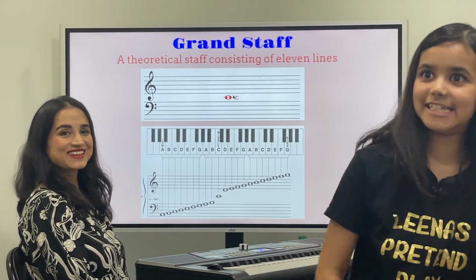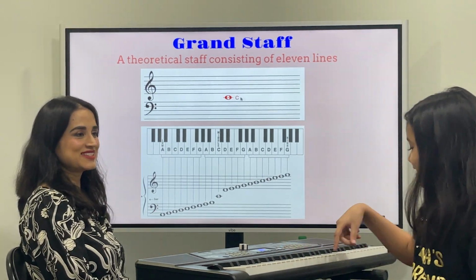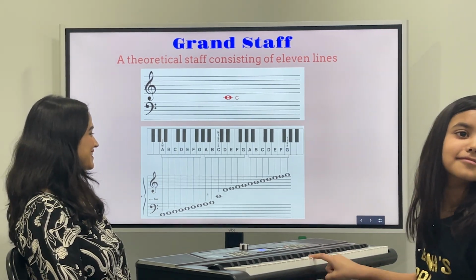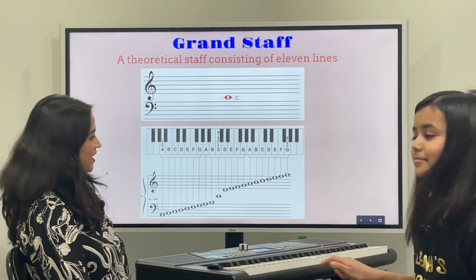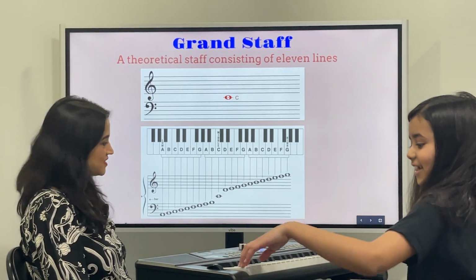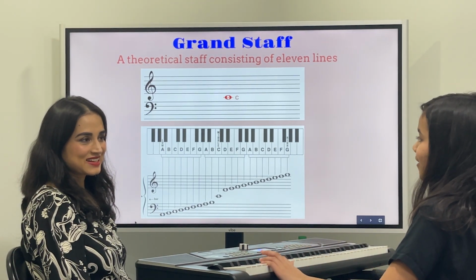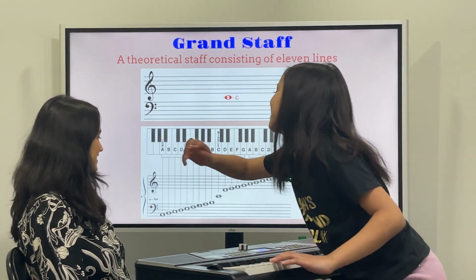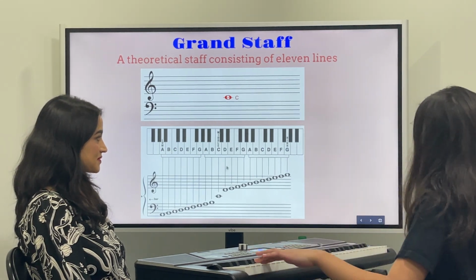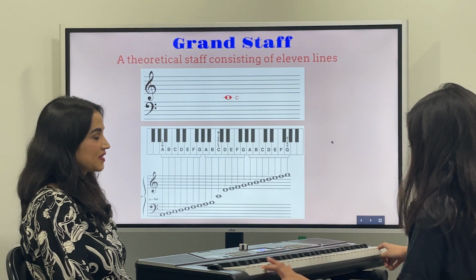Can you show on the keyboard where this C is? The middle C. Here you go. As you see, each and every note has its own position. It says the lowest is A. Why is A the lowest? The F should be the lowest, and the highest is G.